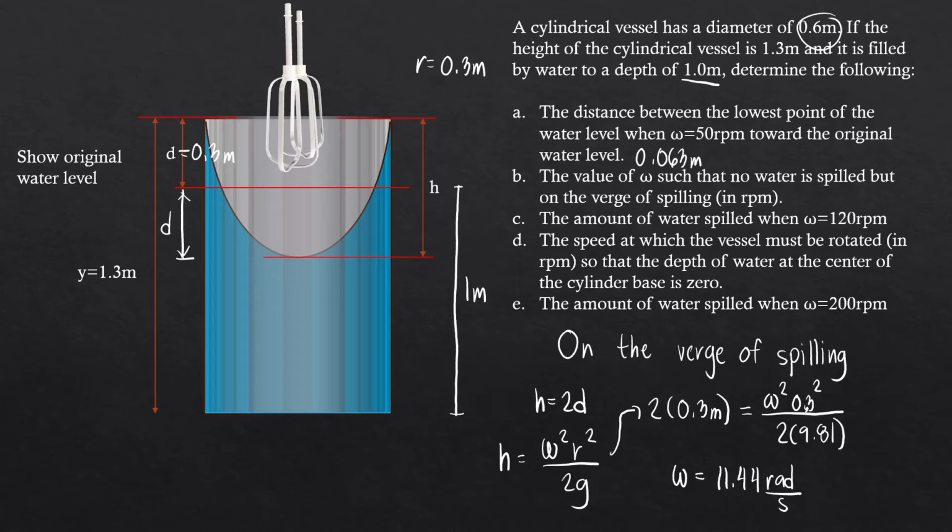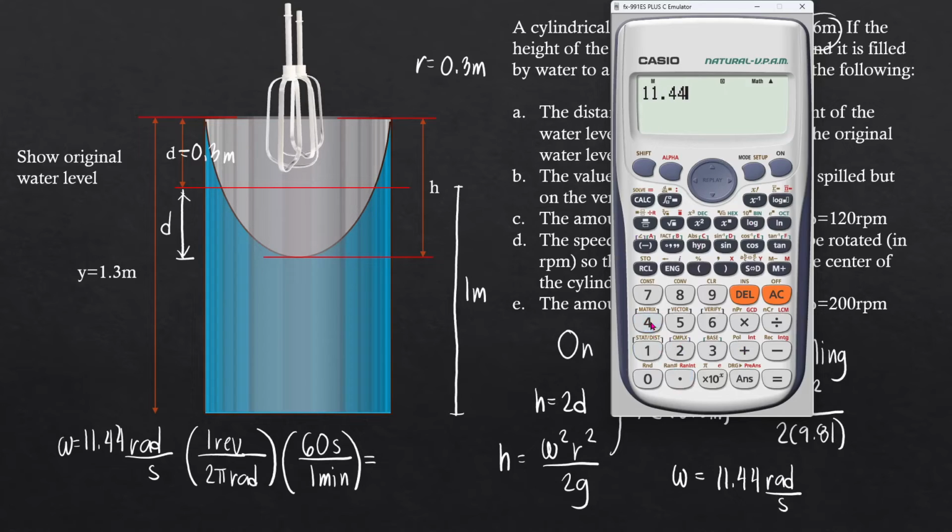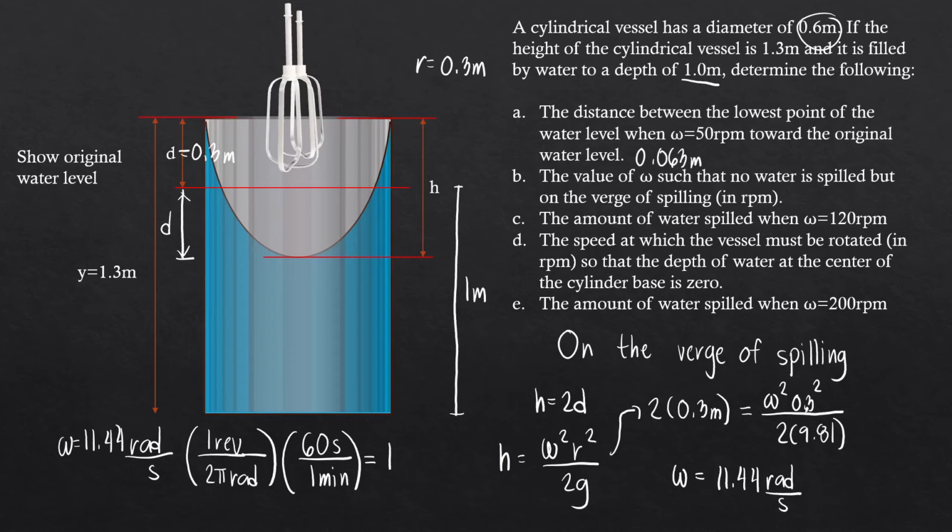However, since we want the result in RPM, we need to convert this. Now we have 11.44 radians per second, and for 1 revolution, we have 2π radians. And for 60 seconds, we have 1 minute. And so this is now 11.44 times 1 over 2π multiplied by 60. This gives us 109.24 revolutions per minute, or simply RPM. So 109.24 RPM. And so let's move on to letter C.